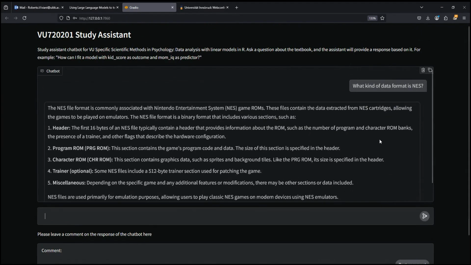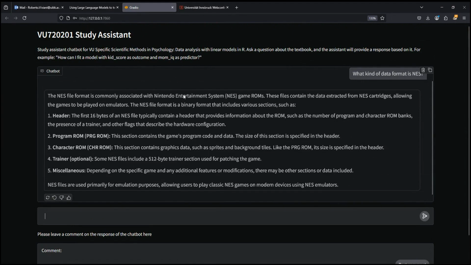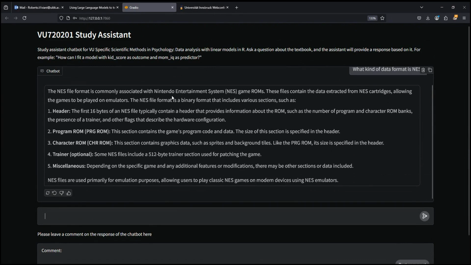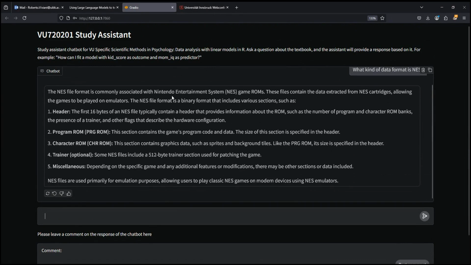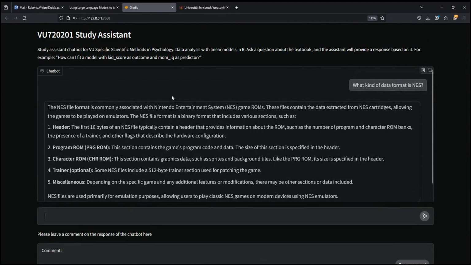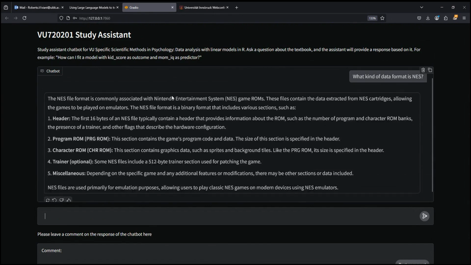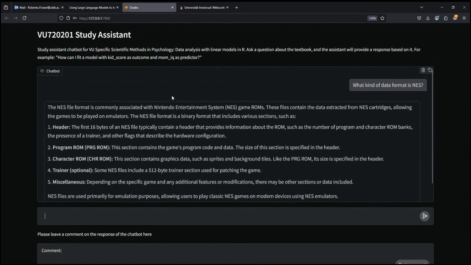Okay, here. Now it tries to answer the question with the Nintendo Entertainment System, but obviously that was not the question the student wanted to have. Oh, maybe now we understand what the question was. I mean, I don't know. I didn't know about Nintendo, but.